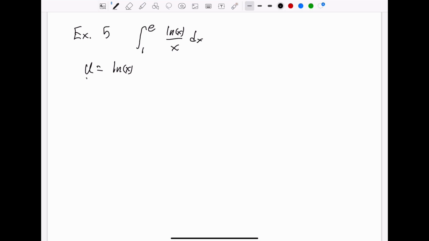Follow the steps of u substitution: take the derivative of natural log, which is 1 over x, and now solve for dx. We multiply both sides by dx, multiply both sides by x, and we obtain dx equals x times du. Substitute these values into our integral. The natural log turns into u. We still have the x in the fraction. And then dx turns into x du.